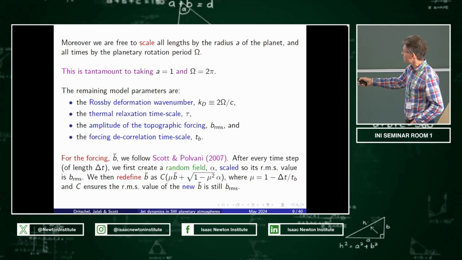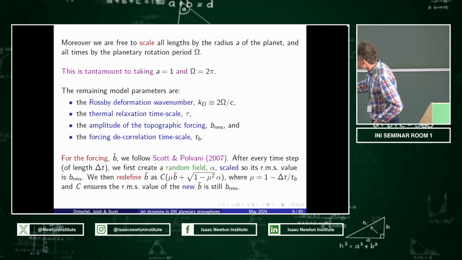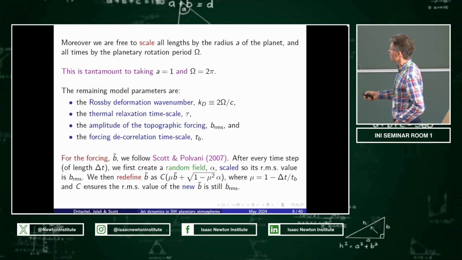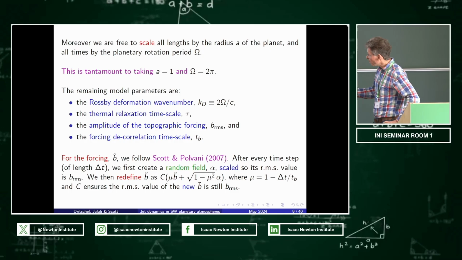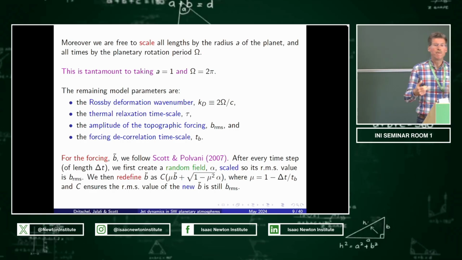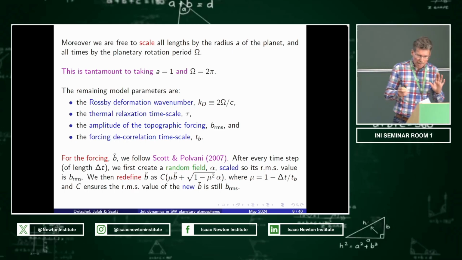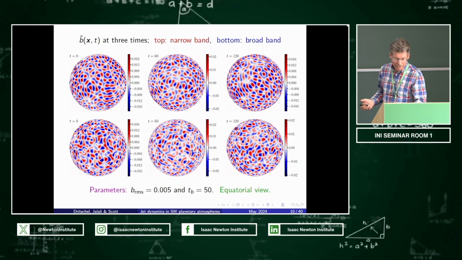We also have a thermal relaxation time tau, the amplitude of the topographic forcing B_RMS, and a forcing decorrelation timescale T_B, which is described in some complicated stuff here, but we're basically following the same process that Scott and Polvani introduced earlier in terms of adding a time-correlated field as a forcing. We're forcing using topographic forcing, and topographic forcing, of course, has a multitude of parameters. It doesn't have to be one particular form, and I'm not saying that the type of results we get will be completely universal in terms of different types of forcing you can apply, but we have tried broadband and narrowband, and you get similar things.